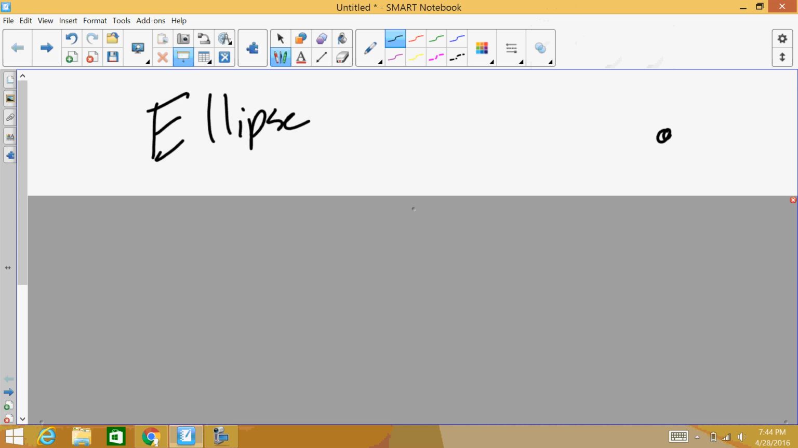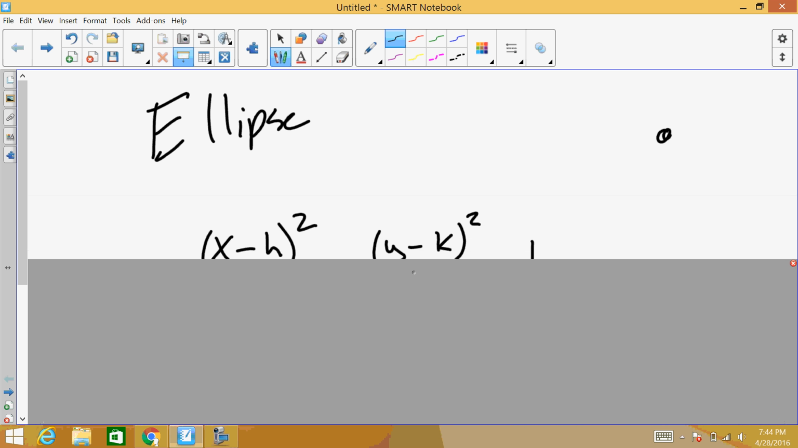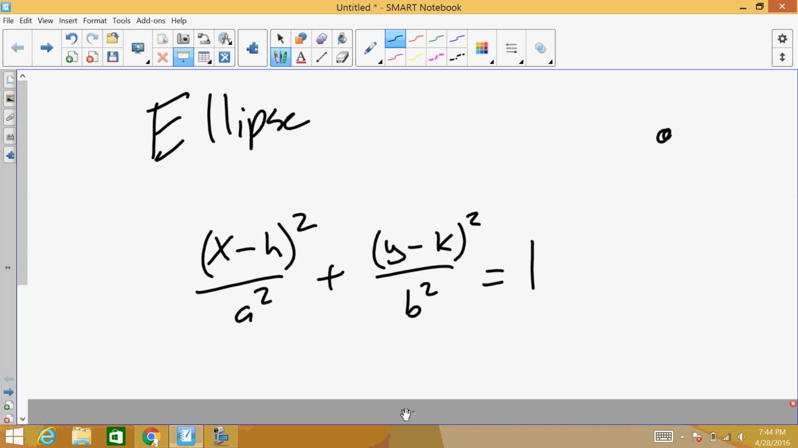Okay, we're back talking about ellipses again, and I want to talk about some more complete details of the ellipse. We talked about the definition of an ellipse previously, and even showed how to make an ellipse. I'm going to slide down here, and I'm going to show you the standard equation of an ellipse.